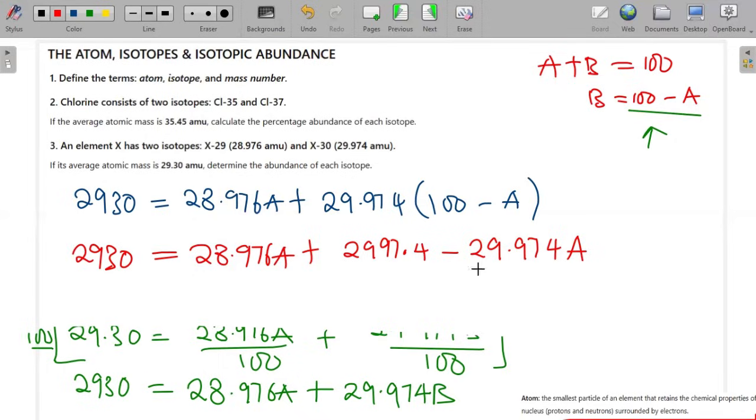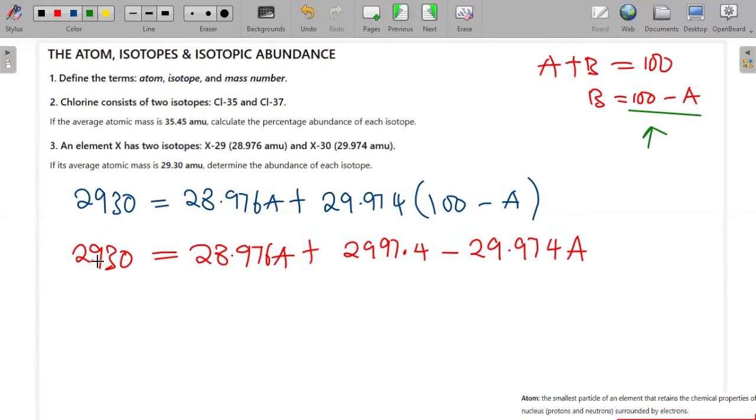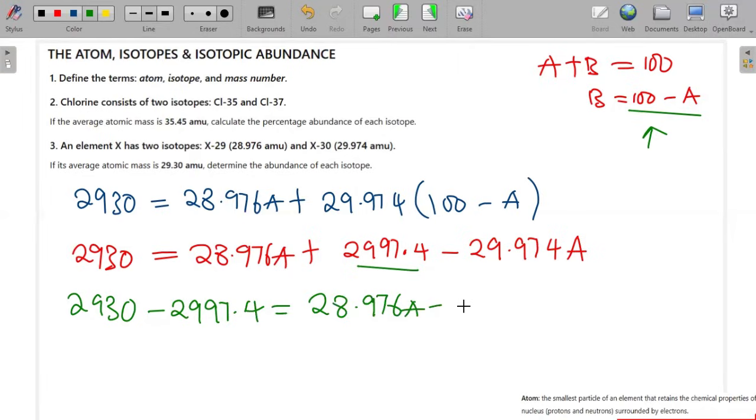From there, let's put the like terms together. So 2930, this one goes to the left, so it will be minus 2997.4, is equal to 28.976A minus 29.974A. You can see we've put everything on the common side. Then we just subtract now and see what we're going to get.